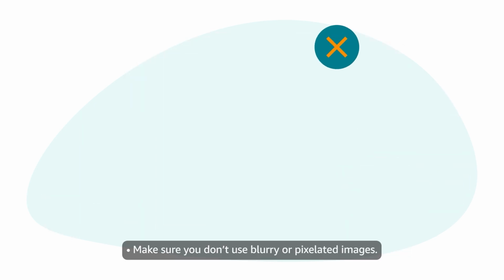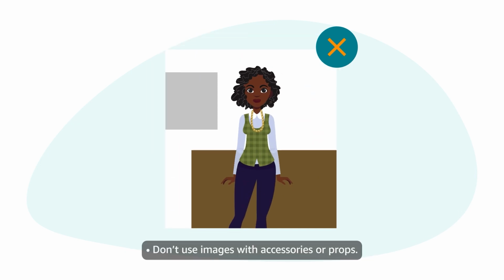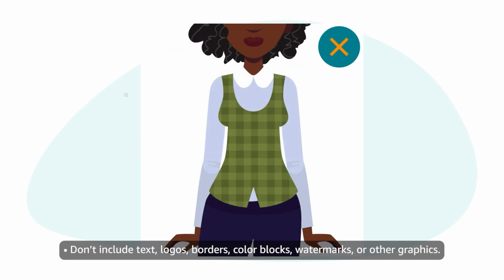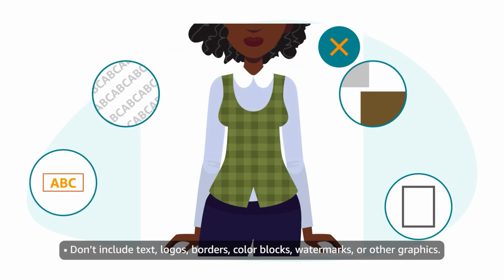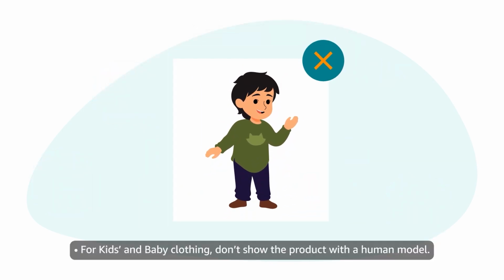Make sure you don't use blurry or pixelated images. Don't use images with accessories or props. Don't include text, logos, borders, color blocks, watermarks, or other graphics. For kids and baby clothing, don't show the product with a human model.